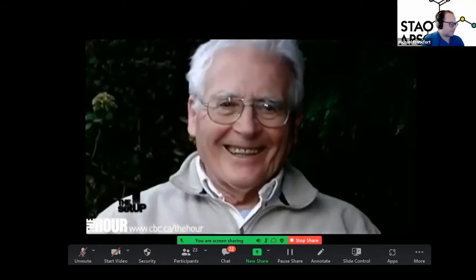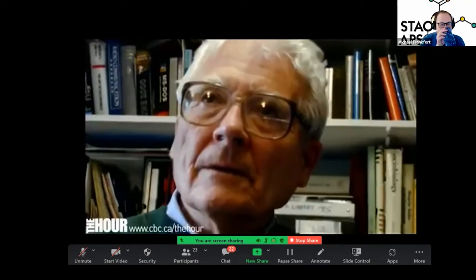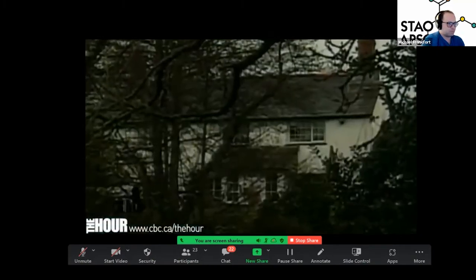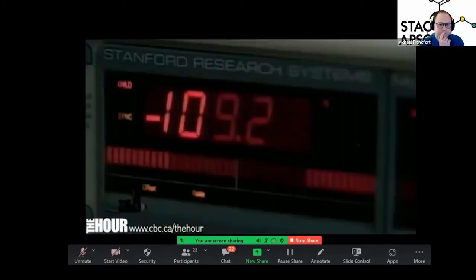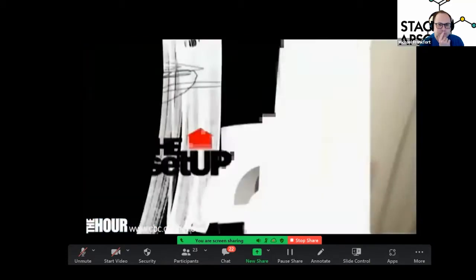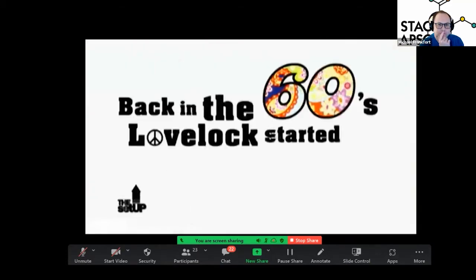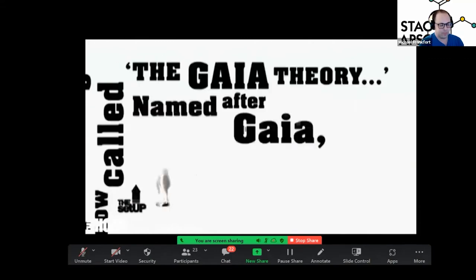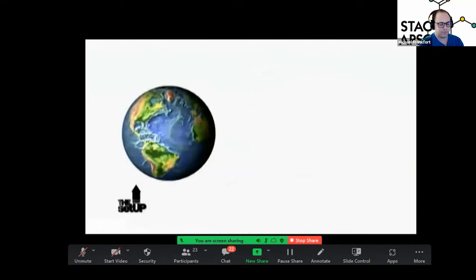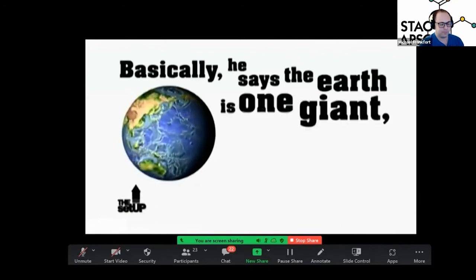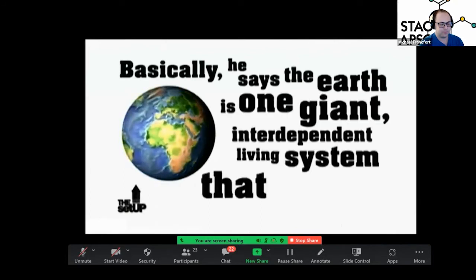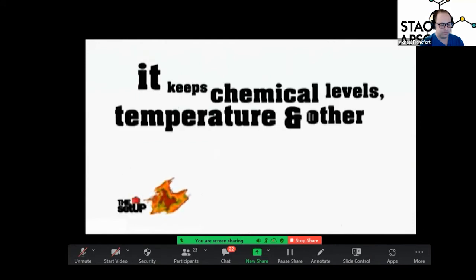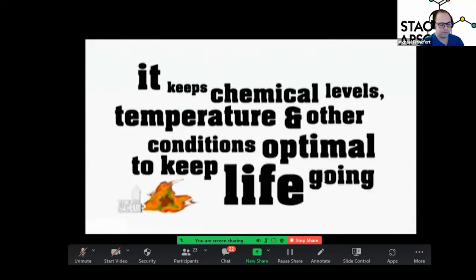Lovelock is what you call an independent scientist. Some would say a maverick. He actually works in a lab that used to be a barn in Cornwall, England, and for years, he's been sounding the alarm on climate change. Back in the 60s, Lovelock started preaching what is now called the Gaia Theory, named after Gaia, Greek goddess of Earth. Basically, he says the Earth is one giant interdependent living system that regulates itself. It keeps chemical levels, temperature, and other conditions optimal to keep life going.